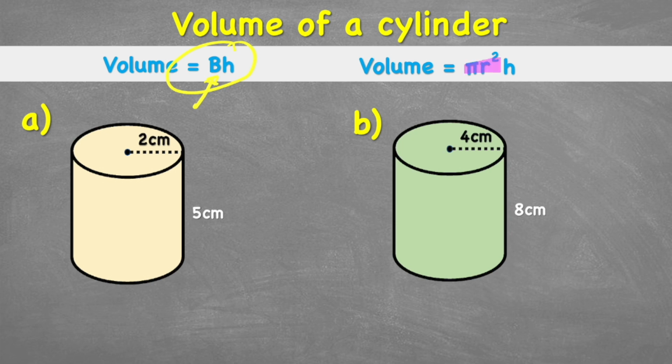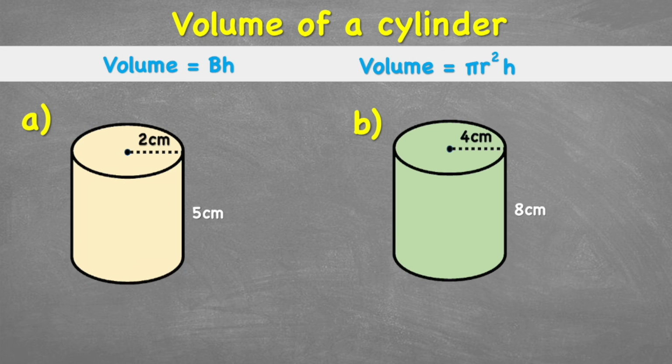The pi r squared part refers to finding the area of this circle, because pi r squared is the formula to find the area of a circle. And then the h is going to be referring to the height of this cylinder, so therefore giving us the total volume. So let's begin with our first example.